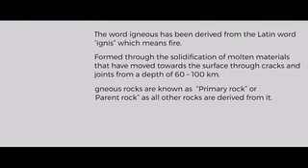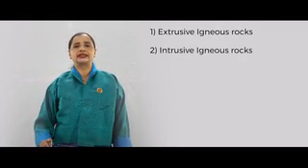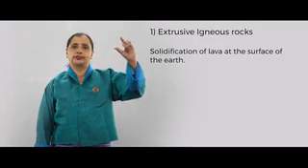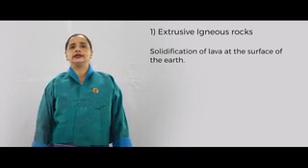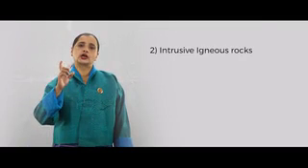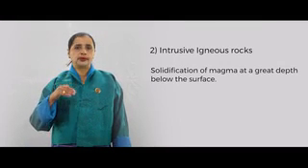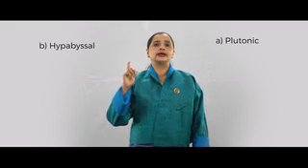Now let us move a little deeper. Igneous rocks are classified into extrusive igneous rocks and intrusive igneous rocks. Extrusive means the rocks are formed on the surface by solidification of molten lava. Intrusive igneous rocks are those which are formed below the surface due to solidification of molten magma. They are further classified into two types: plutonic and hypabyssal rocks.